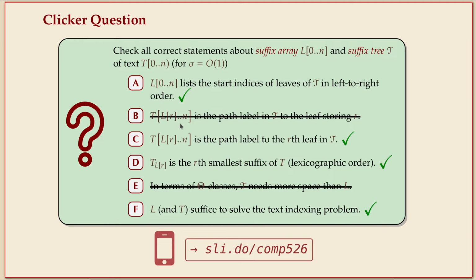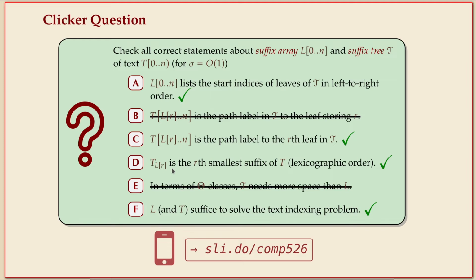Now let's decipher what this one is. It's the text starting at the rth entry in L. So it's the suffix in that position. And what is that? It's a path label from the root to some leaf in the suffix tree for sure, because it's a trie of all the suffixes, right? And if we take A together with this, it must go to the rth leaf, or the leaf of index r. Remember, we start with 0. But it's not necessarily the leaf that stores the number r. It's the inverse permutation.